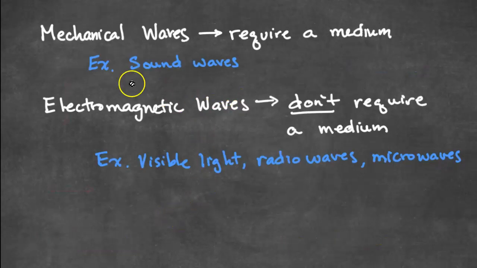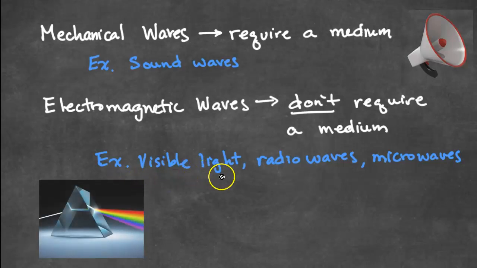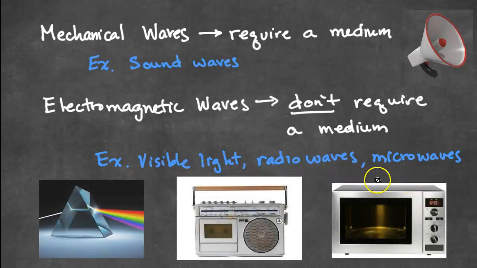Another category of waves is whether it's a mechanical wave or an electromagnetic wave. A mechanical wave is a wave that requires a medium. An example of that would be a sound wave. Without a medium such as air, a liquid, or a solid, we can't have any sound. Electromagnetic waves, however, don't require a medium. Examples of electromagnetic waves are visible light, radio waves, and microwaves. Even though space is pretty empty, light can still travel through space. It does not require a medium.